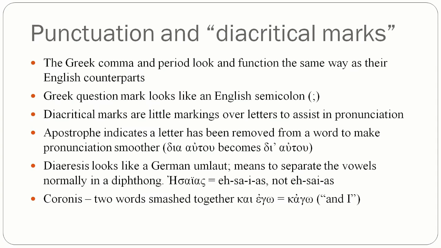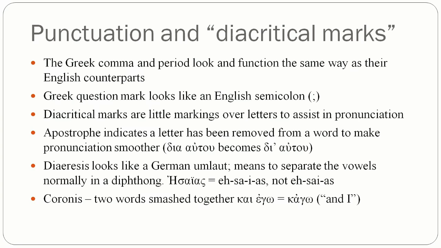As an example here, I've given you this word, eta, sigma, alpha, iota, alpha, sigma. This is the proper name Isaiah, as written in Greek. It has a smooth breathing mark with an eta, and so this is E. That is a capital eta, by the way. It's not an H. I'm not having you learn the capitals, but that is what a capital eta looks like. It looks like an English H. So this is said E-sa-i-as.